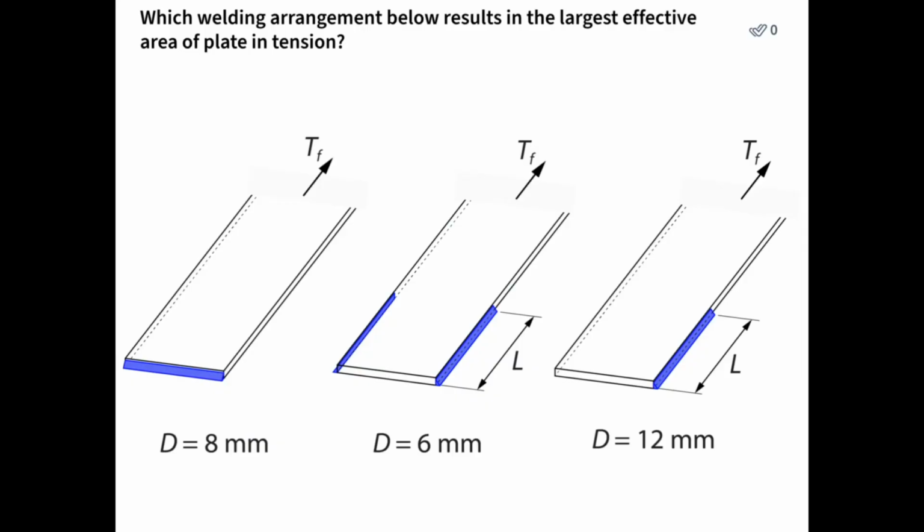So basically of these three, which do you think has the largest percentage of the cross-sectional area of the tension member being effective at resisting net section fracture? Is it locked or is it open? Okay, it's open.